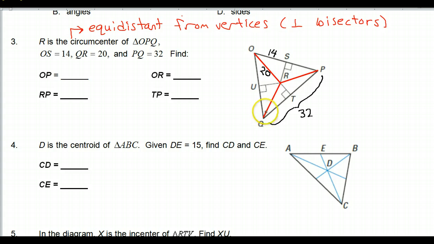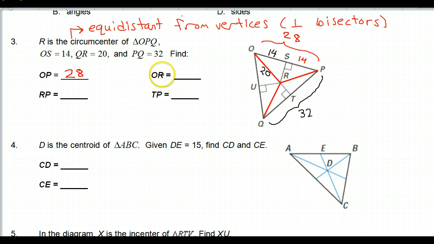Alrighty then, so given that information, we're supposed to find these 4 lengths. OP. Let's see, OP is from here to here. Well, if this is 14, then this is 14, so this OP has got to be 28. So that's going to be 28.